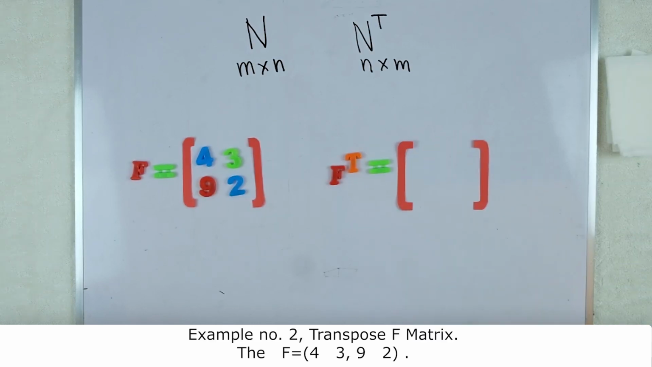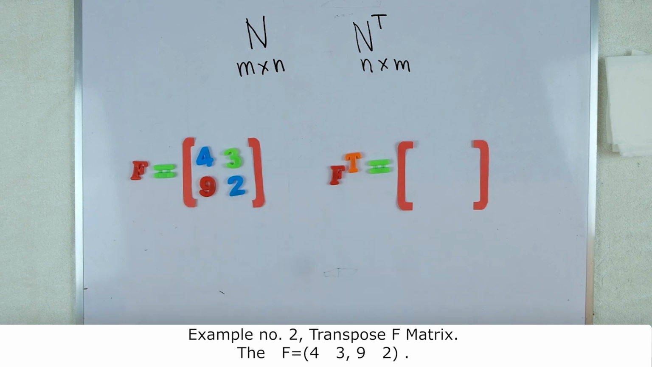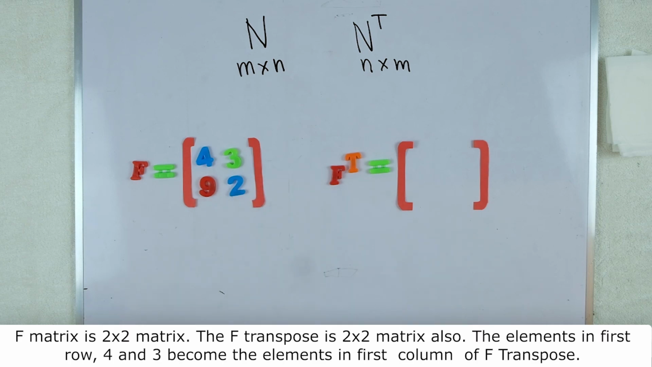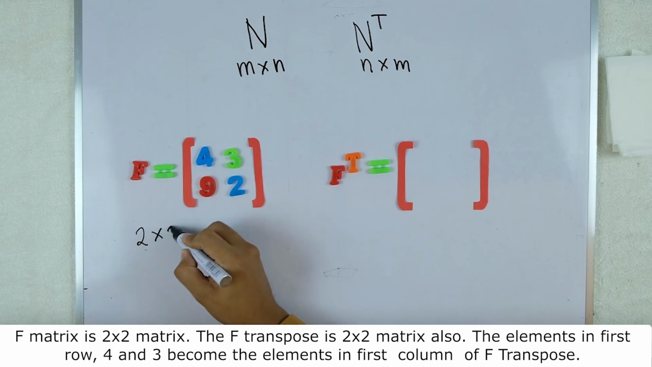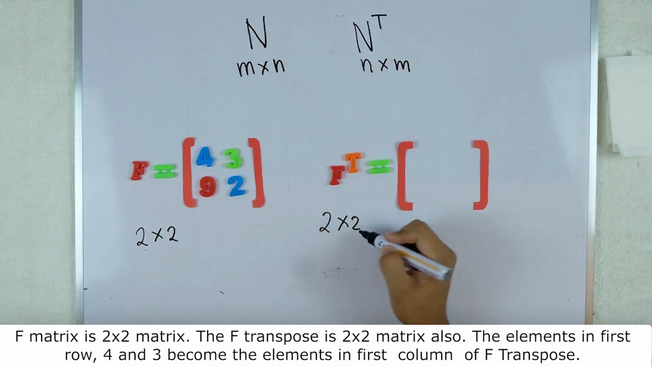Example number 2. Transpose F matrix. The F matrix is 4, 3, 9, 2. F matrix is 2 by 2. The F transpose is a 2 by 2 matrix also.